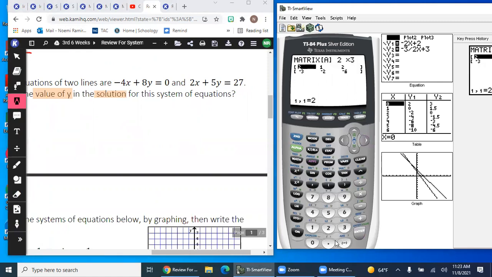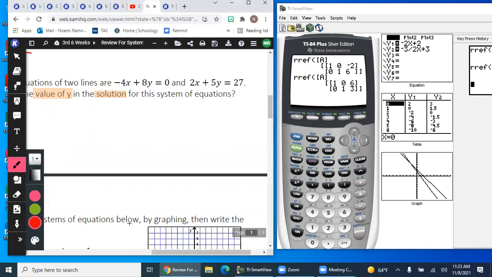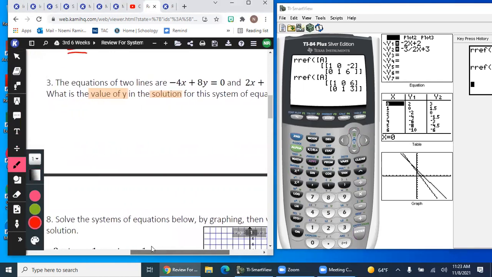So it's already 2 times 3. I'm just going to type in my numbers: -4, 8, 0, 2, 5, 27. Second quit, second matrix, math. Too far. Enter, second matrix, enter, enter. And there's my point of intersection. It doesn't say 0, 0, 0, doesn't say 0, 0, 1. So my point of intersection, the crossing point, is 6, 3.